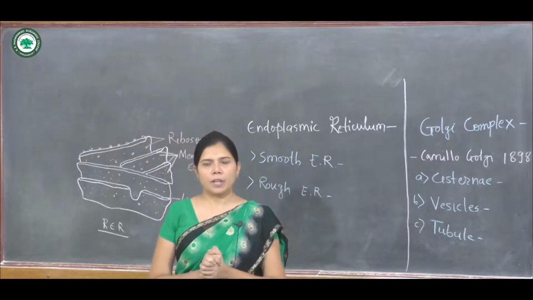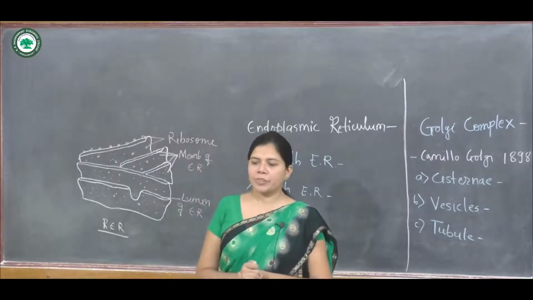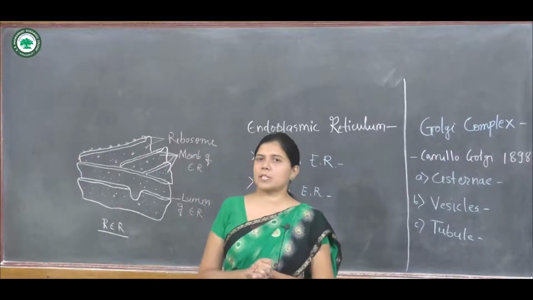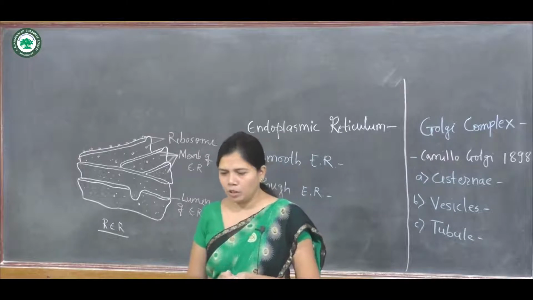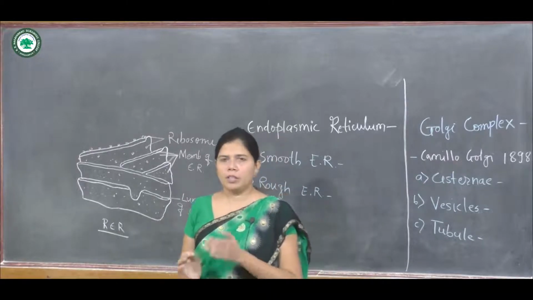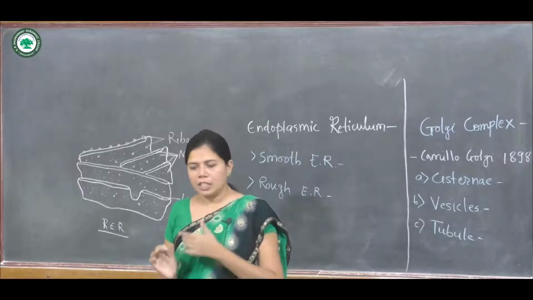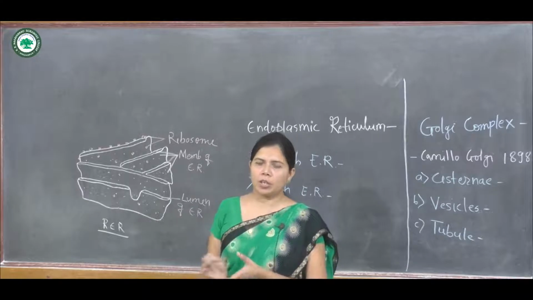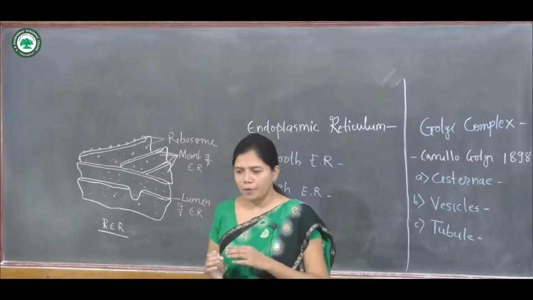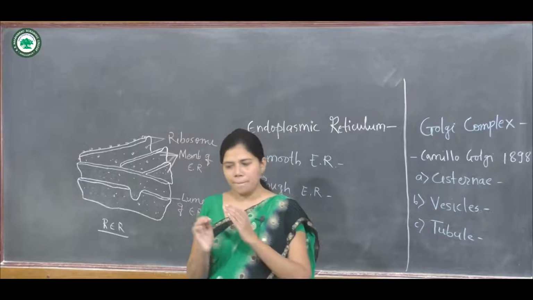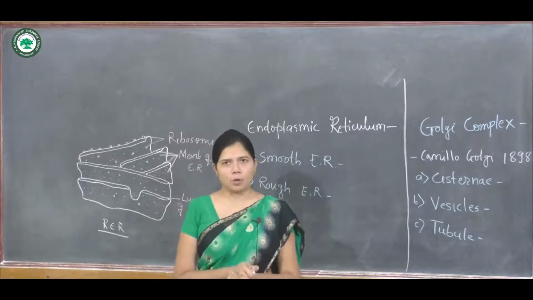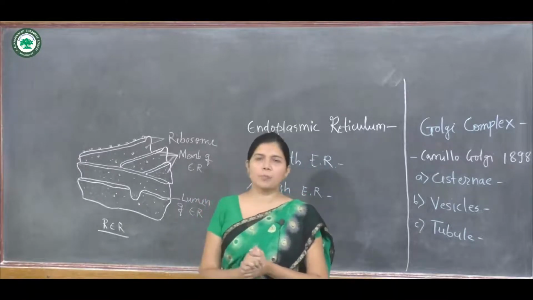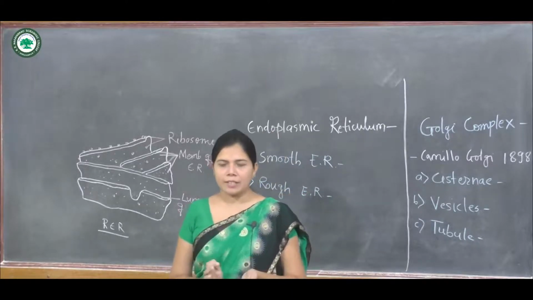One end of the endoplasmic reticulum is always connected to the nuclear membrane, and the other end is connected to the plasma membrane or near the cell wall. Since one end is attached to the nucleus and the other to the plasma membrane, it provides mechanical support to the cytoplasmic matrix.